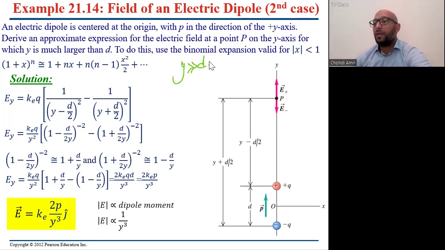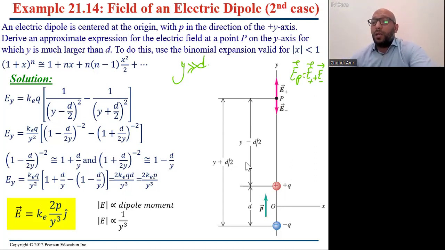Good. To do this, use the binomial expansion valid for the magnitude of x smaller than 1. We will do the same steps. I will just go through this equation. The same thing, we will say that the electric field at the point P is the sum of E plus and E minus, or E1 plus E2. Good. Here we have only the y-axis. We don't have an x component. We have all the vectors along y.